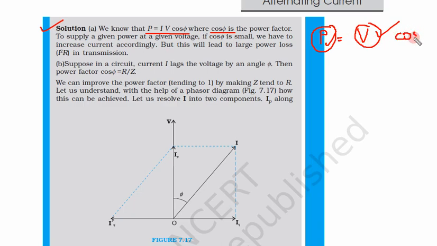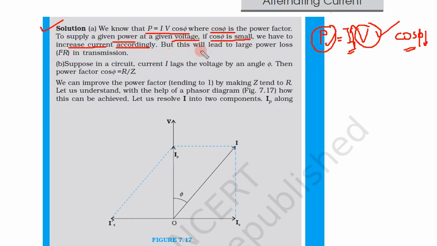If this cos phi power factor is going low, then current will increase. Only then will the power consumed remain the same, because we cannot change P, and voltage is also fixed. If this factor is going down, this current must go up. So to supply a given power at a given voltage, if cos phi is small, we have to increase the current accordingly, to keep the power constant.